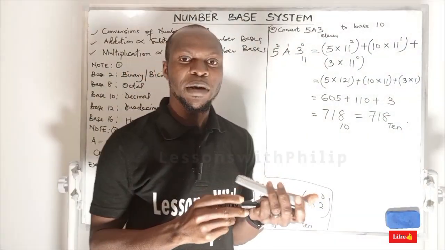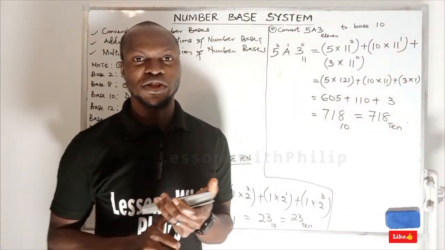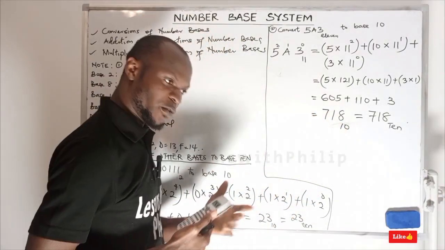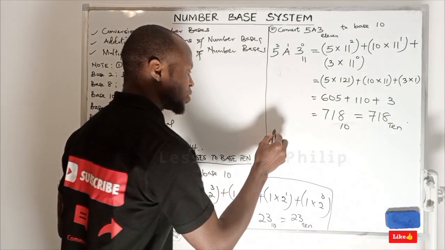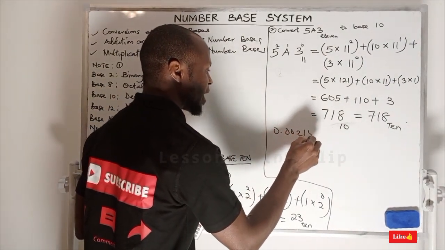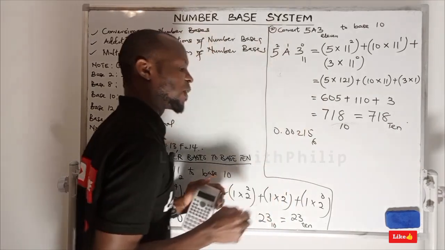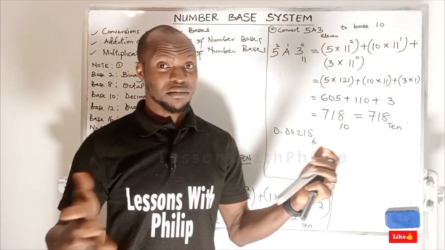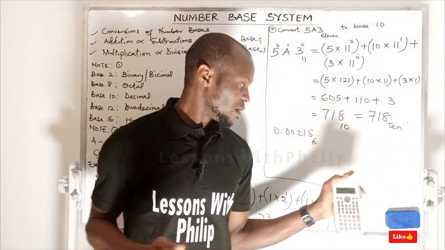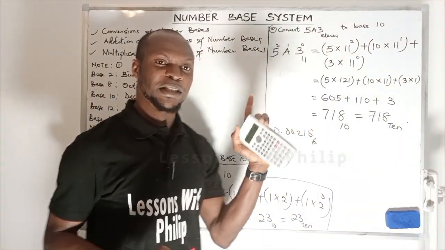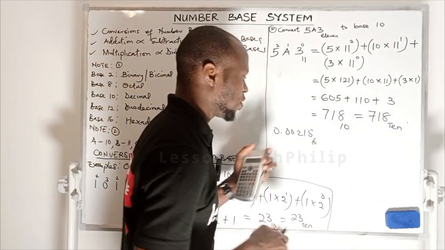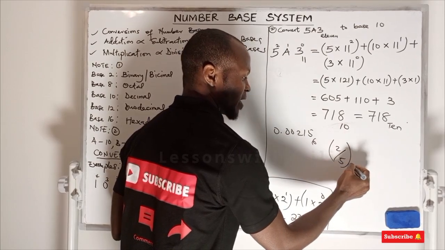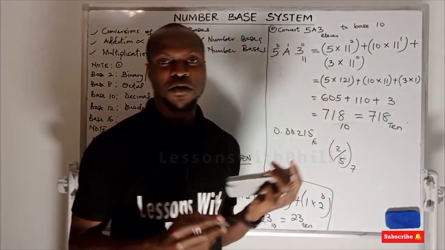All right? In our coming class, we're going to do conversion of fractions or conversion of decimals of other base. For example, if you're given 0.00215 base 6, if it has to convert this to base 10, we are still in conversion to base 10. If it has to convert this decimal to base 10, what do you do? Or peradventure, if it has to convert fractions like 2 over 5 base 7, for example, to base 10. How do you convert this?